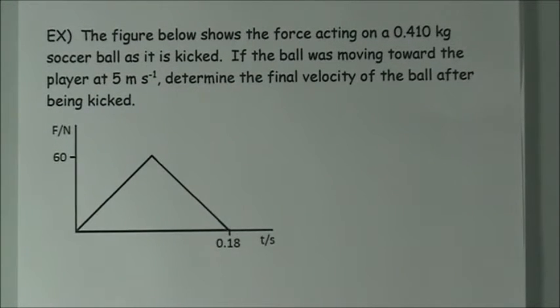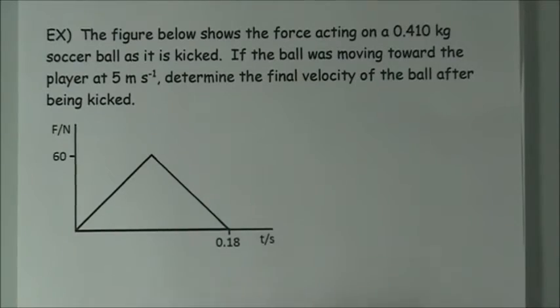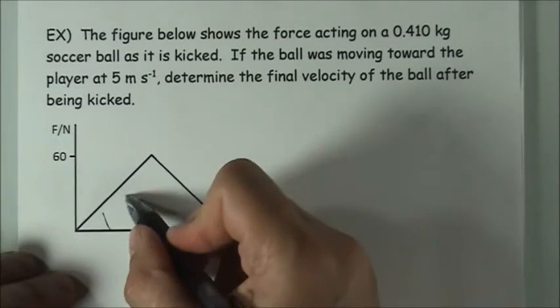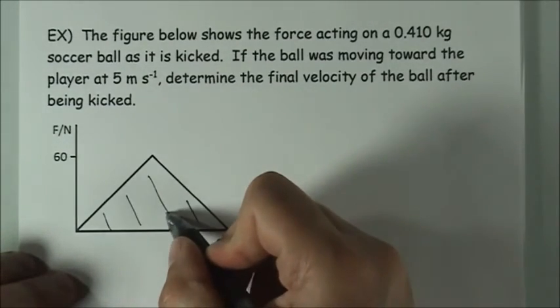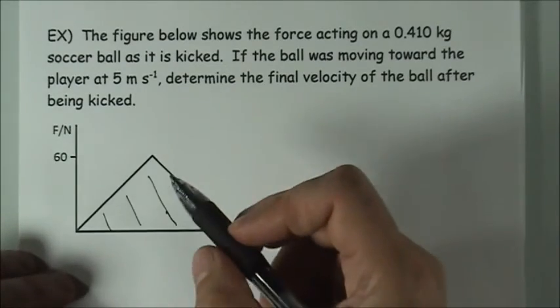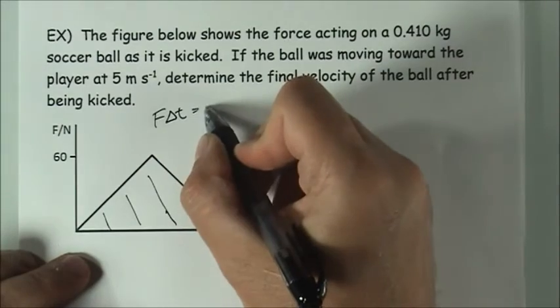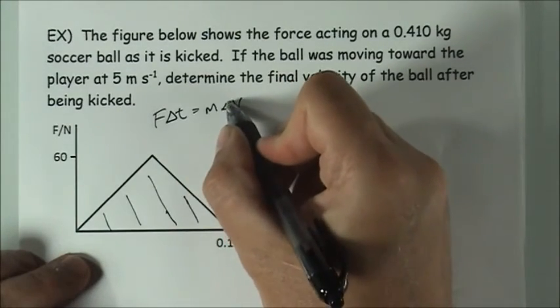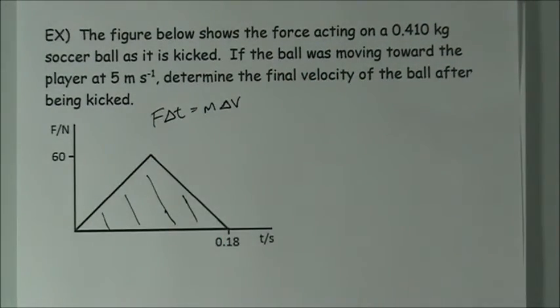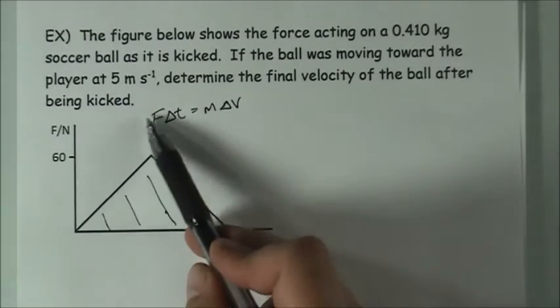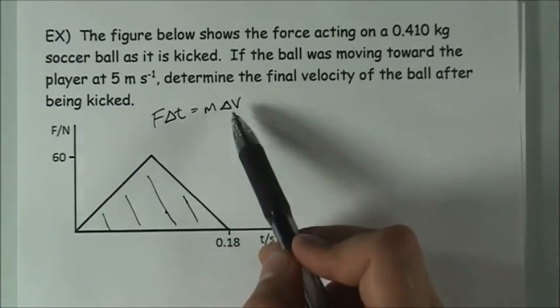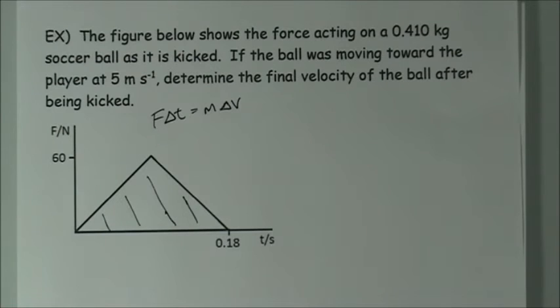So obviously, one of the things that we're going to want to do is to calculate the area of this thing. That will not give me the velocity, but it will give me the impulse, and obviously we know that F delta t is equal to m delta v. Okay, so this is where the problem is going. I'm going to use the impulse from the graph to figure out the change in the velocity of the ball, and therefore I'll know the final velocity of the ball.